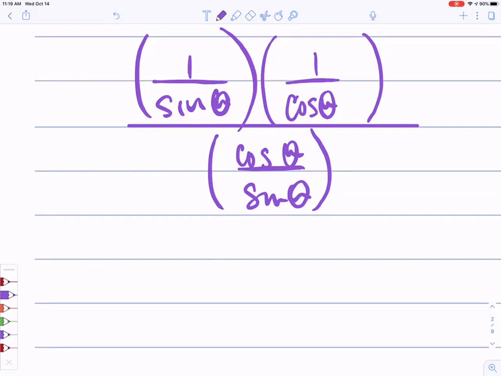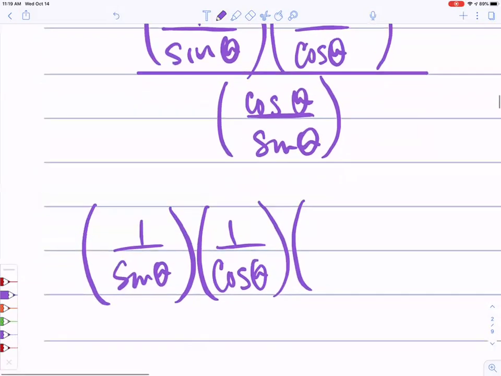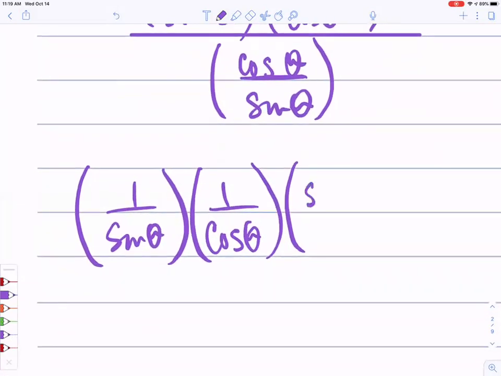So what I'm gonna do is I'm gonna just not even touch the top for right now. All I'm gonna do is take the bottom and flip it over and write it as multiplying. So this is gonna be 1 over sine times 1 over cosine. Those are unchanged, I didn't do anything with those. And now multiplying by the bottom guy and inverting. So this is gonna be sine theta over cosine theta.